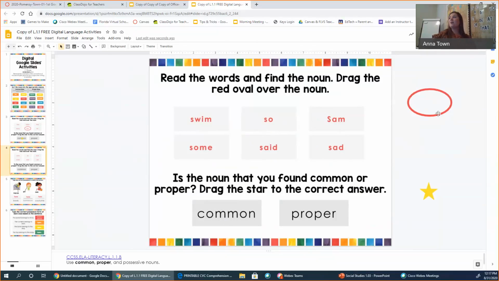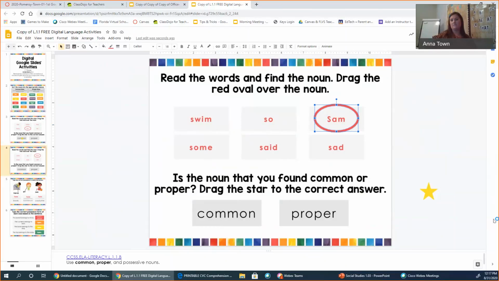Yes, boys and girls, our noun is Sam. Now I want you to take a look at this. Is this a proper noun, Sam, or is it a common noun? It's proper. It's naming a person. Yes, and it has a capital letter. It is proper. Now, swim, so, and said are all verbs. They're actions. Some and sad are adjectives. They're describing words.